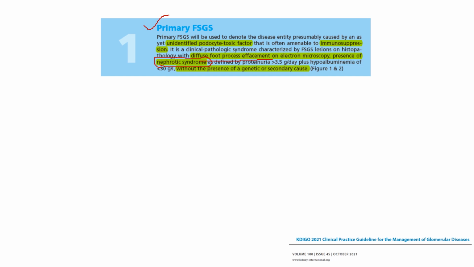In patients with primary FSGS, there is no secondary cause or genetic cause, and this patient will be considered as primary FSGS. So, in primary FSGS, the patient has full nephrotic syndrome, and this patient may be treated with immunosuppressive drugs.